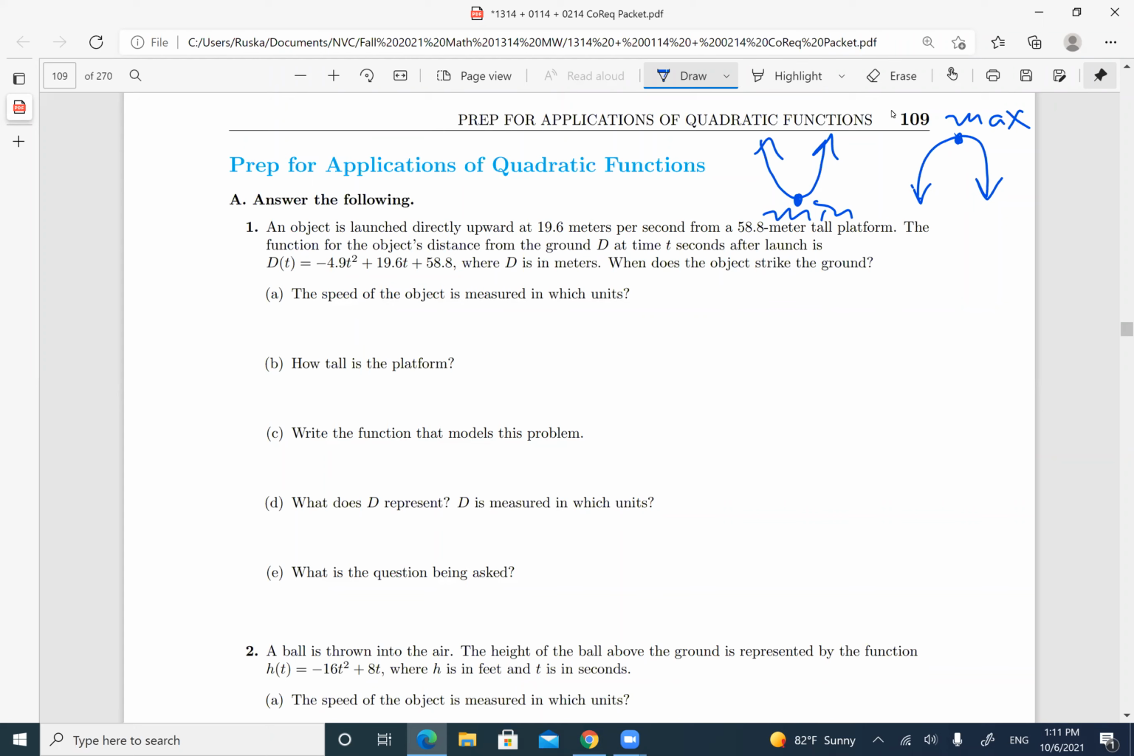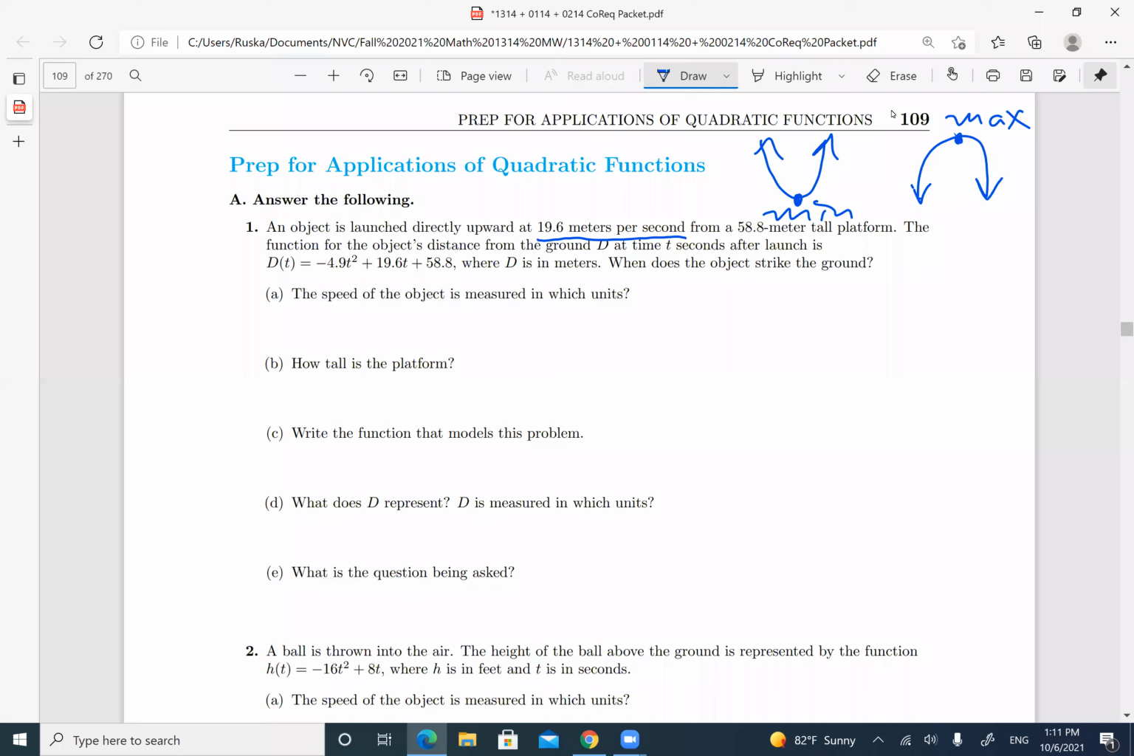So we're going to have applications where an object is launched and thrown down or up, and when it's going to reach the ground and how long it's going to be in the air and stuff like that. So let's start with this prep for the application where we're just going to analyze the word problems. So here in number 1, an object is launched directly upward at 19.6 meters per second.